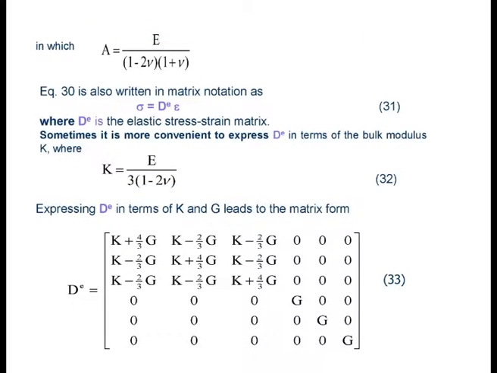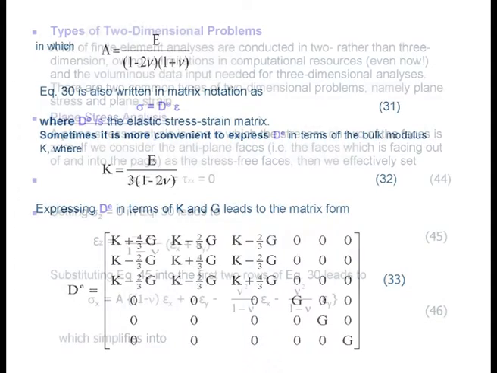You can also express it in this particular form. The main thing is that you need only 2 parameters to completely define the characteristics of a linear elastic isotropic material. The 2 parameters typically could be Young's modulus and Poisson's ratio. It could also be Young's modulus and shear modulus. Another common combination, which is commonly used in finite element, is the bulk modulus and the shear modulus. So this is the form. K represents the bulk modulus, G represents the shear modulus.